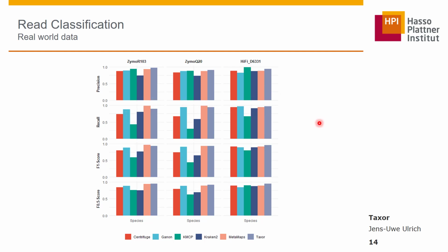Regarding recall, MetaMaps performs best for the 2 ONT datasets, followed by Taxor and Ganon, while for the PacBio dataset, Taxor and Ganon are better than MetaMaps. Consistently, we see that Taxor is on par with MetaMaps with regards to F1 and F0.5 score.